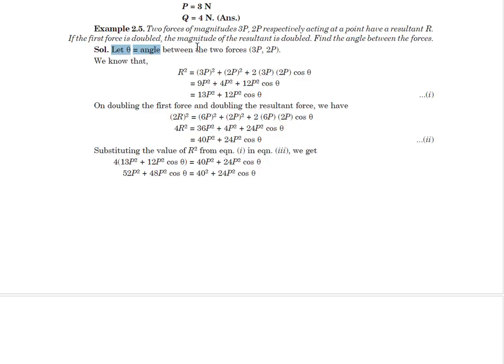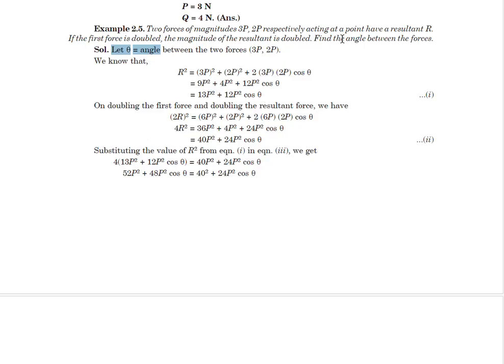Now the resultant in the first case, when the forces are 3P and 2P: R square equals 3P square plus 2P square plus 2 into the first force 3P, second force 2P, into cos theta. So this is the value of R square.